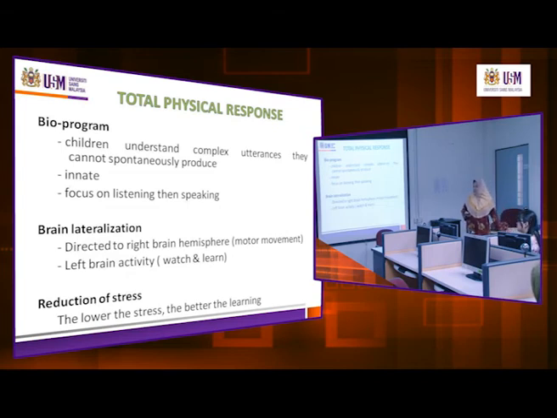Brain lateralization: the right brain hemisphere controls the motor movement, all your movements, your hand movement, your eye blinking. Whereas your left brain will control the watch and learn part. The learning activity is on your left brain. Sometimes when there is an accident and your brain gets injured, some people have to learn from scratch. They're like babies again. They have to learn how to talk, how to walk again, how to eat, how to use their hands. That is when their right brain has been damaged.